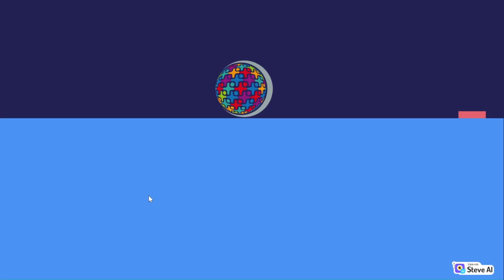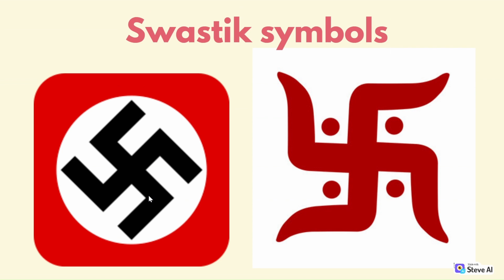And the second one is cross-cultural symbols. For example, the swastika symbol, originating from ancient Eastern cultures, signifies auspiciousness and harmony. Conversely, the Nazi swastika, adopted by Hitler's regime, symbolized hate and genocide. Despite visual similarity, their meanings and historical contexts sharply differ.